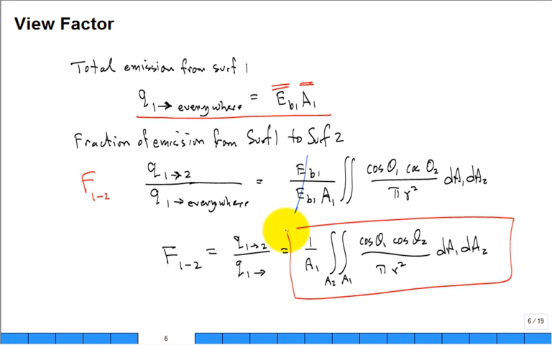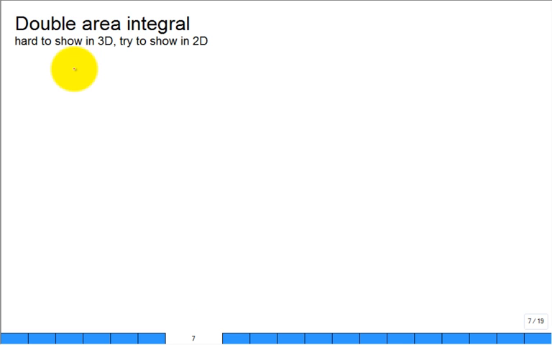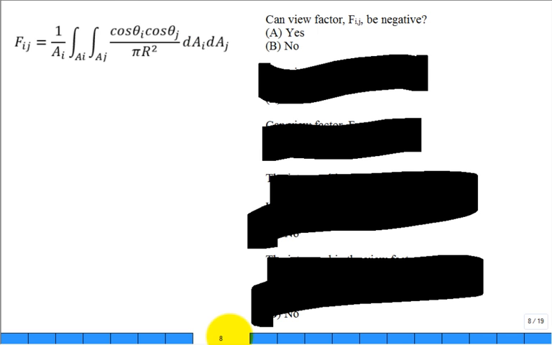And so you can think of it as the fraction of the photons that leave 1 and go somewhere, but that go and hit 2. There it is. So it's a double area integral. It's very, very hard to do. We just did one, but believe me, you very rarely do it.